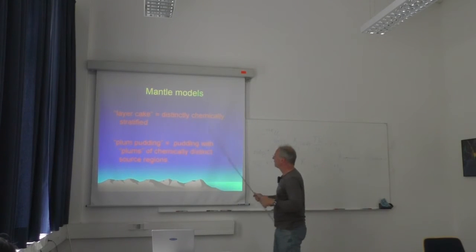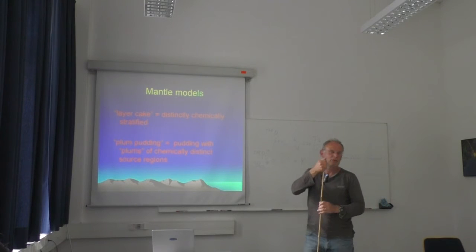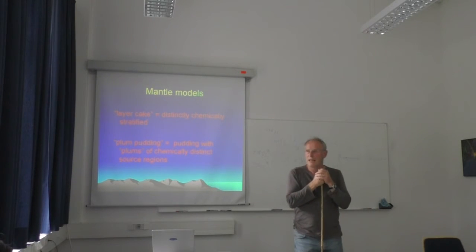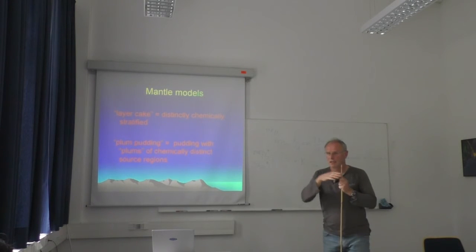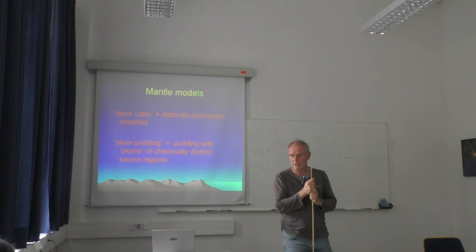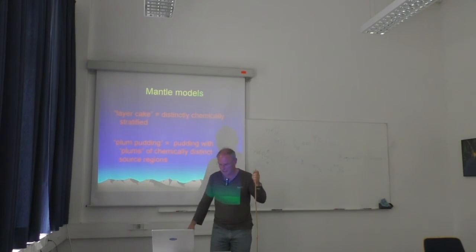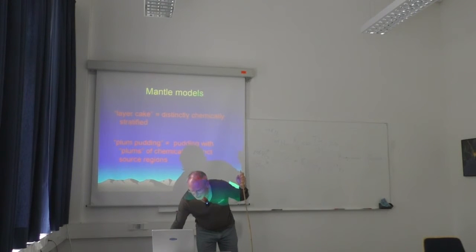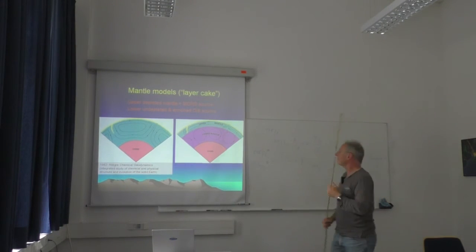The plum pudding model, we only show you one example at the end, which considers a mantle as a pudding in which plums are located, and these plums represent enriched material, the enriched reservoirs. That is what we basically can divide it. Now we start with the layering models.